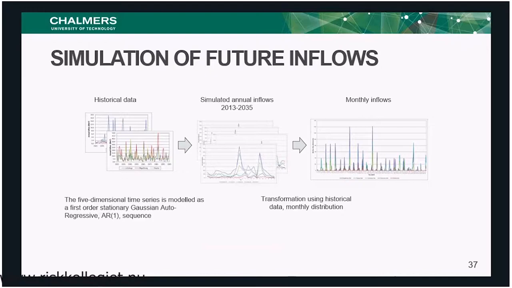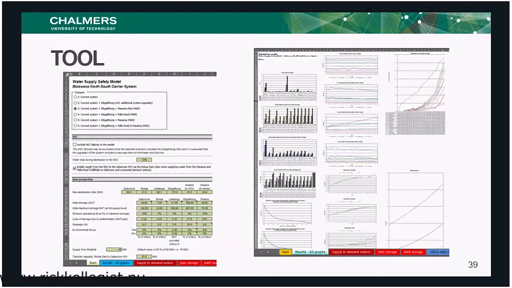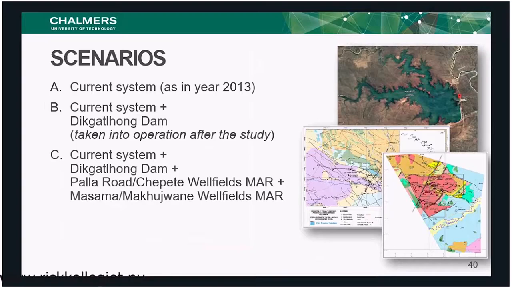So this is the basic equation for what storage is available, actually, and I'll skip that. And we developed a tool so that the water authority can model different types of scenarios, different usages for different demand centers in this model. And I'm just going to show you the outcome of three things. The current system, as it was in year 2013, if we don't do anything; if we install this Decathlon dam, which was actually installed after the first part of our study; and then the dam in connection with also using the well fields at this Pala Road site and at the Masama area, using managed aquifer recharge at these well fields.